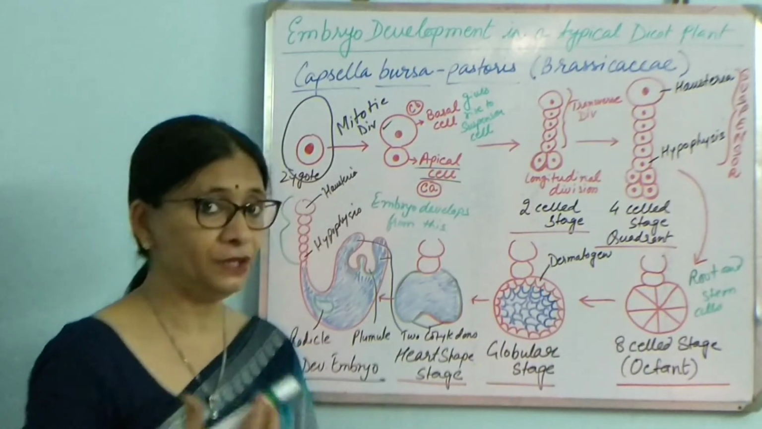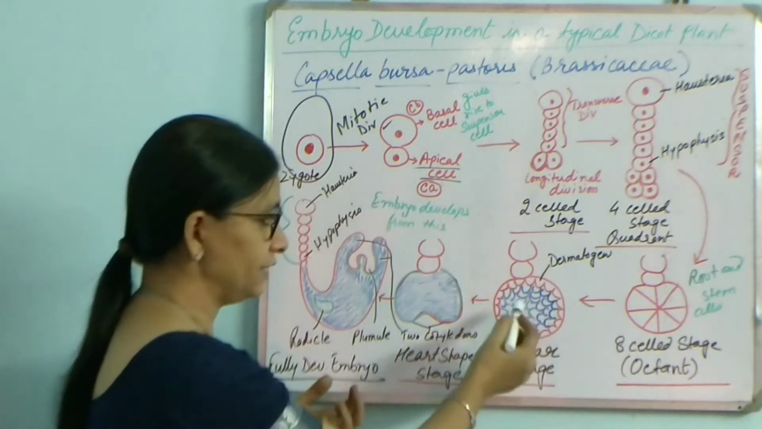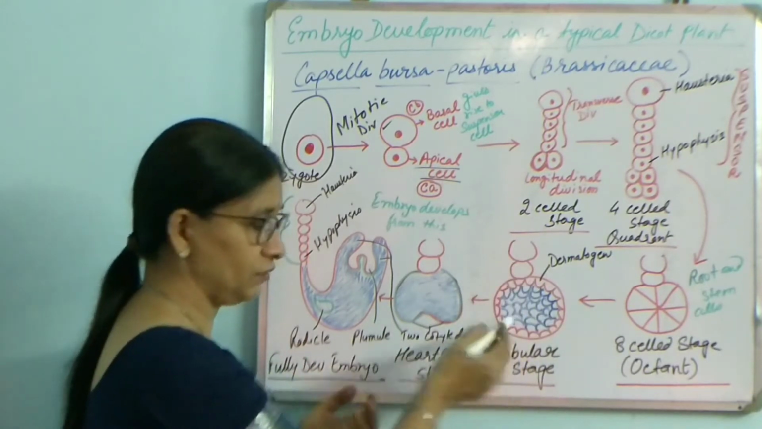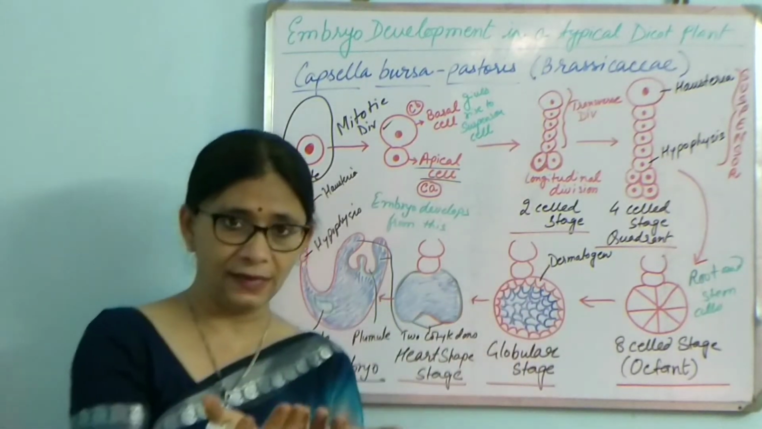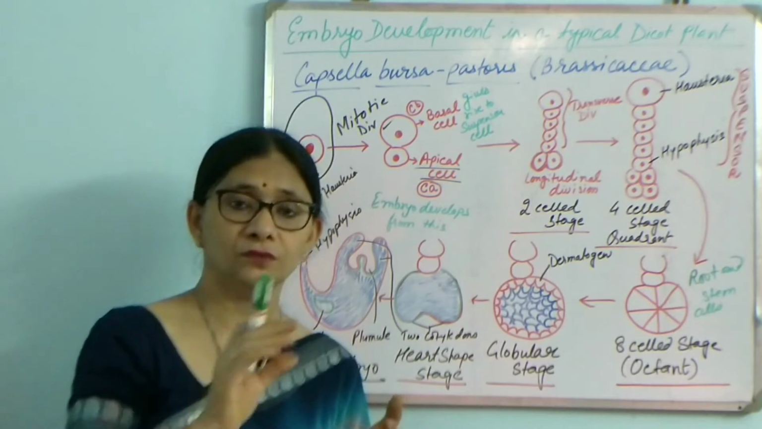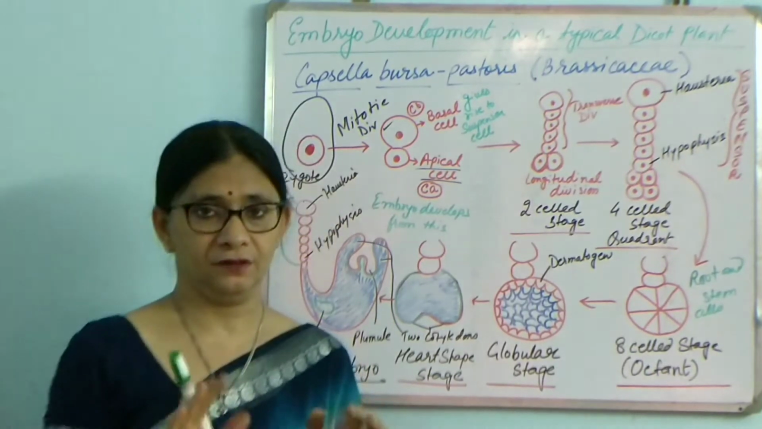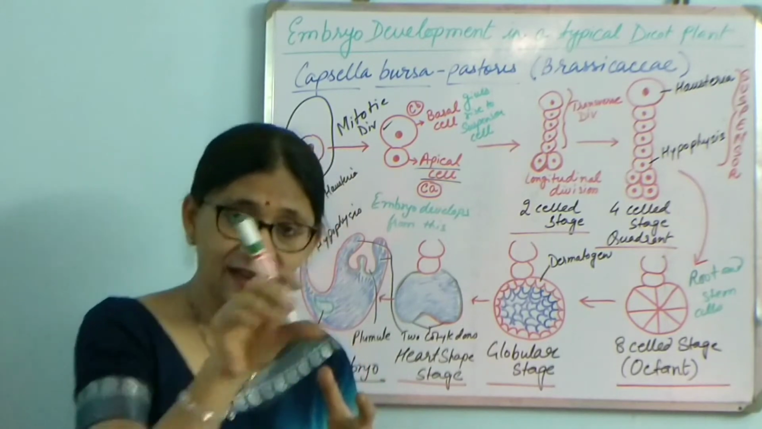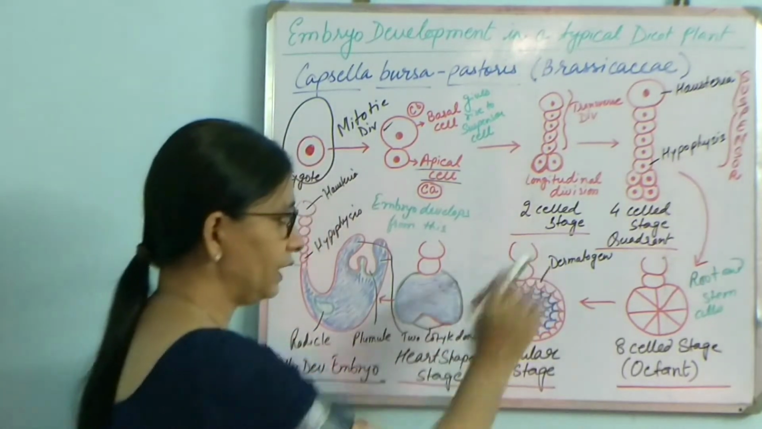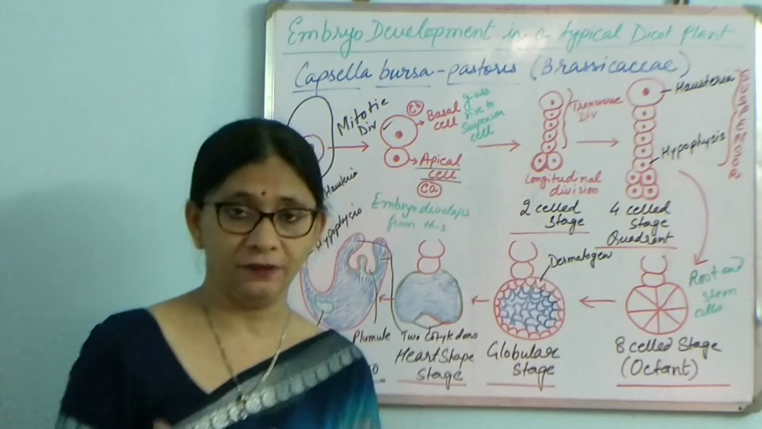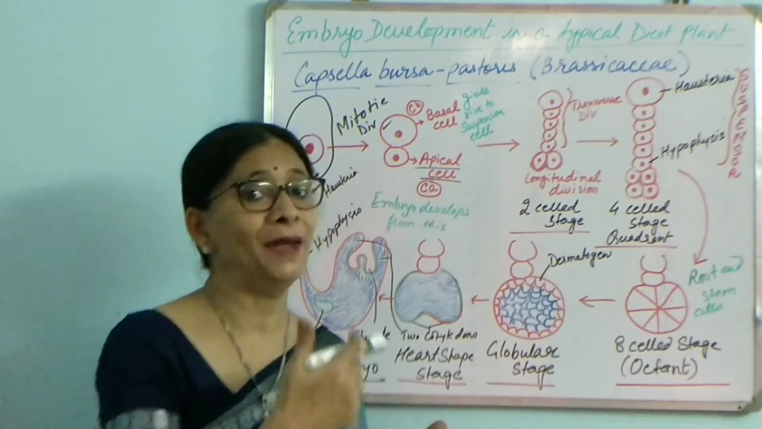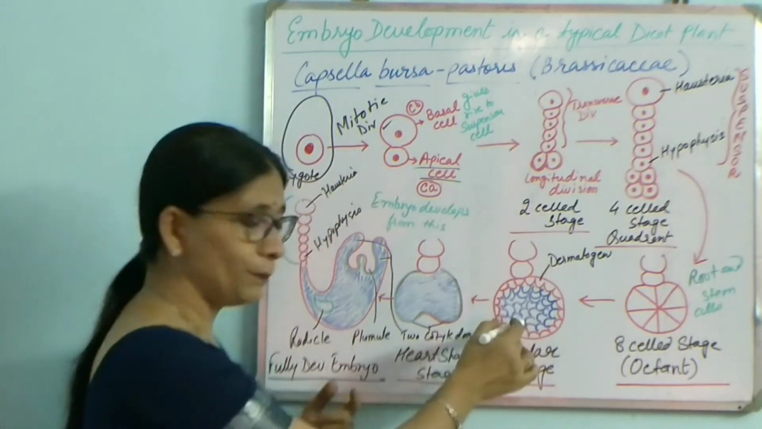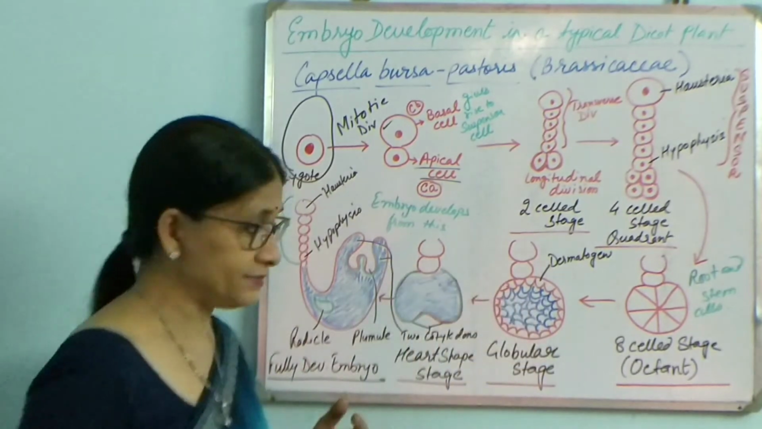From octant stage, mitotic division is continuously going. We get a lot of cells, and the next stage is globular stage. It becomes ball-like, and outer layer is demarcated here. There is a distinct outer layer, and the further cells are inside that outer layer. Outer layer is known as dermatogen, and it gives rise to epidermis. Whereas all other parts of the embryo will come from the inner cells.